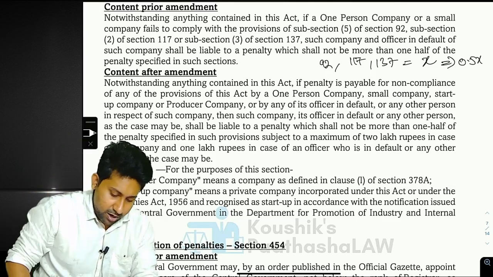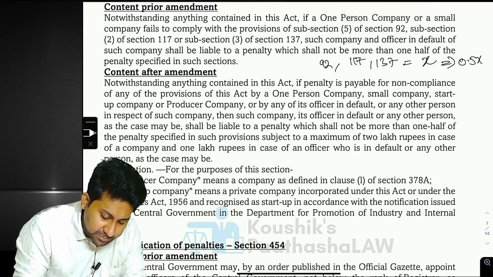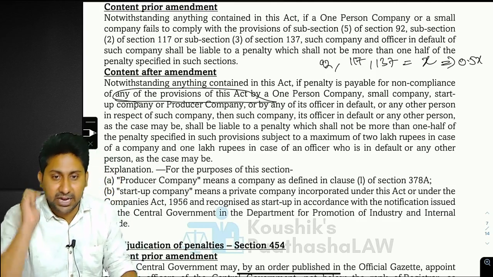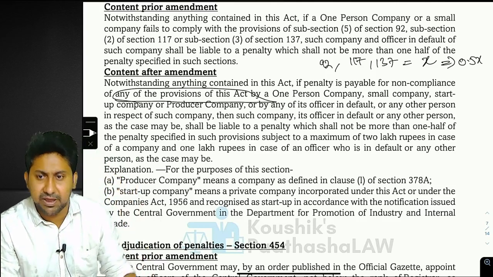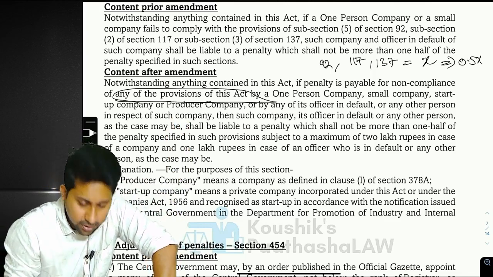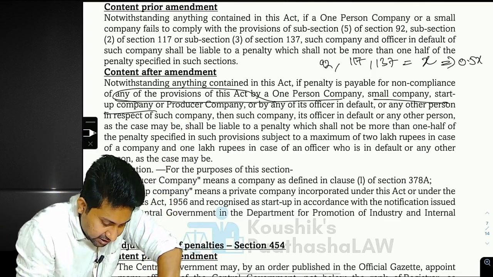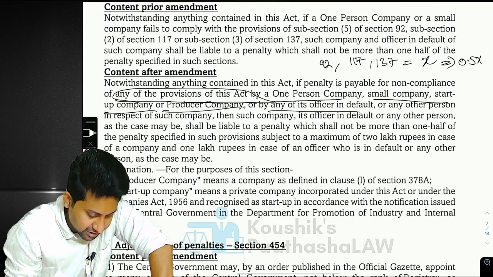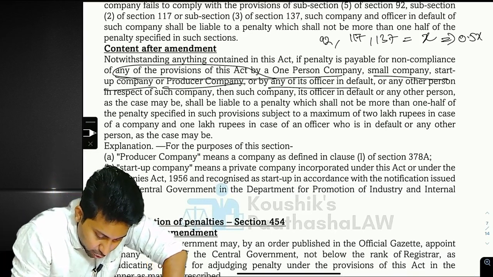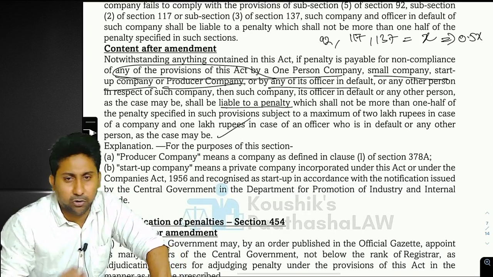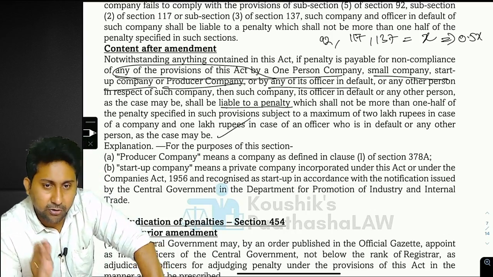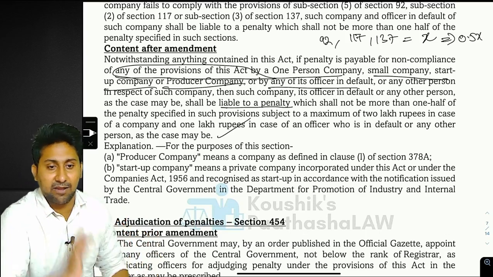Let's have a look. Notwithstanding anything contained in the act, if a penalty is payable for non-compliance of any provisions of this act, fantastic. Not only 92, 117 and 137, any provision contravened by a one-person company or small company or startup company or a producer company or by any officer, any person, then such company or person, whatever the case may be, is liable to a penalty. Amounts you need to read. I don't want to discuss that and waste my time, 5 lakh, 10 lakh. So you need to read. But mainly, I will explain the amendment criteria.